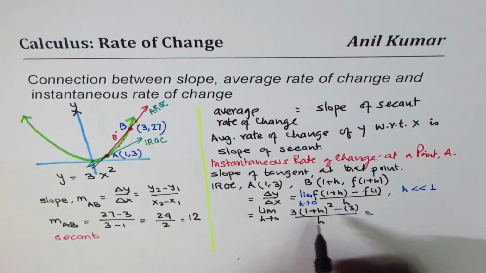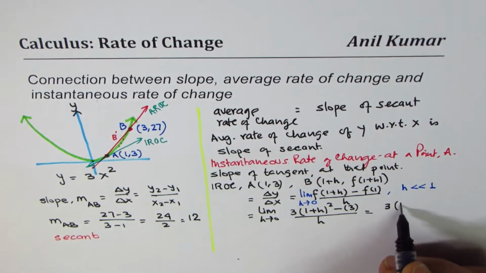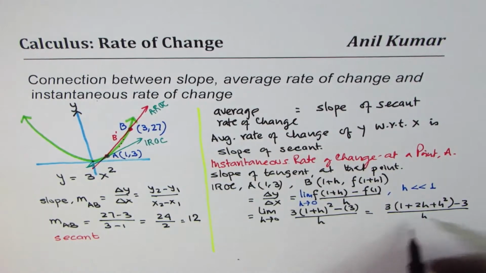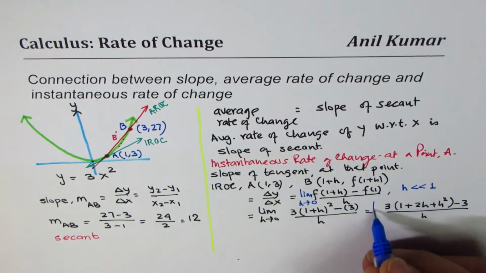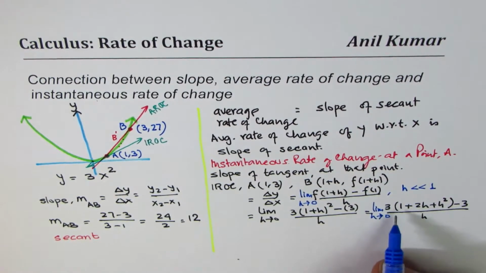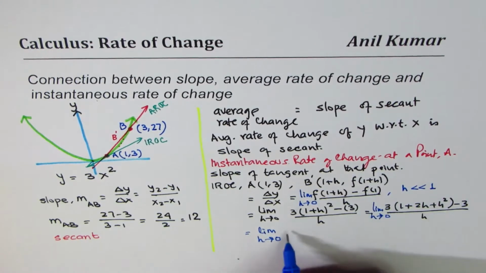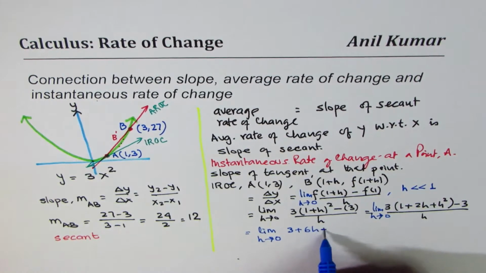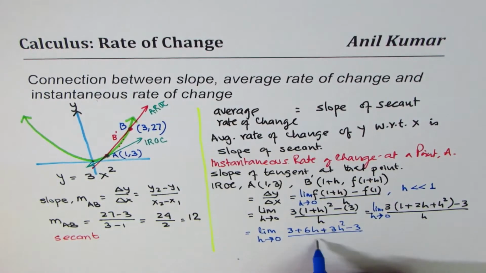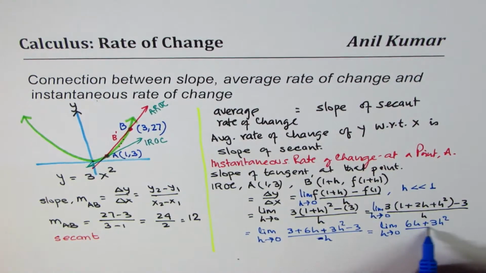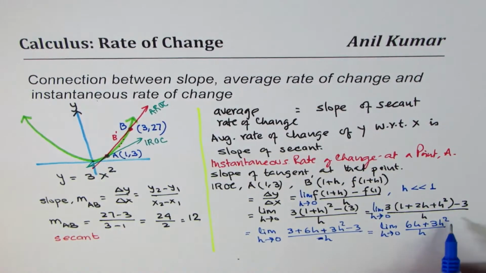If I expand the numerator, what do I get? I get 3 times (1 plus 2h plus h square) minus 3 over h, where the limit h approaches 0. Is it okay? So if you open this, 3 and 3 cancel. So we are left with limit h approaches 0. If I open this, we get 3 plus 6h plus 3h square minus 3 over h. Is it okay? Which is limit h approaches 0. 3 minus 3 is 0. So we're left with 6h plus 3h square over h. Now h can be factored and cancelled, right?